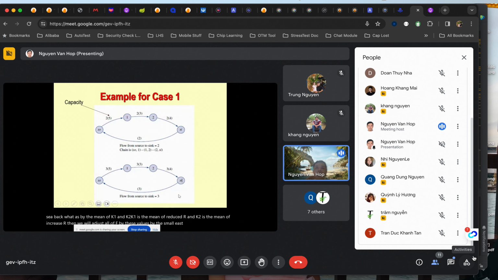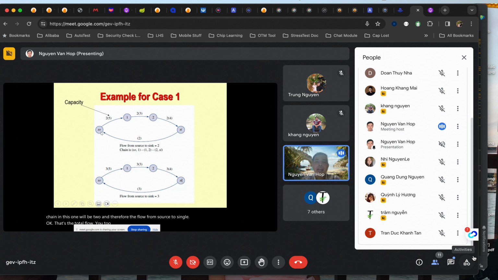Now look at the example, you will understand better. Suppose that we have a network like this. This is the artificial arc, and this is the source node and the sink node. The capacity is five, the current flow is 2, and so on. In this case, all of these are labeled or unlabeled, and we label this, therefore the chain in this one will be 2, and the flow from source to sink is 2. That's the total flow of 2.